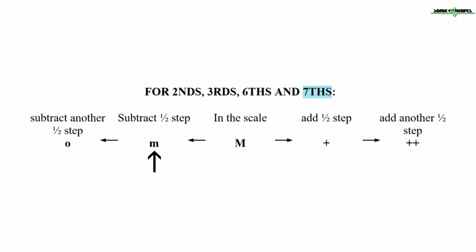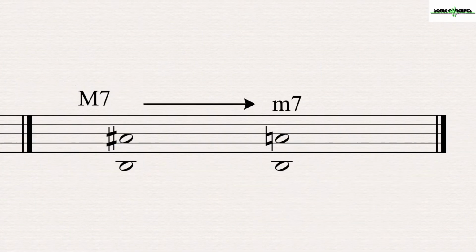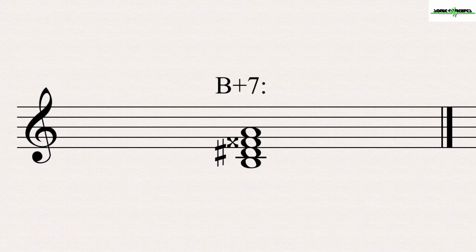We need a minor 7th, however. To achieve our desired minor 7th, we must shorten the distance between the root and the 7th by a half step. We can accomplish this by removing the sharp from A sharp, the 7th scale degree, making it A. We can now construct our B augmented 7th chord by adding this minor 7th to the B augmented triad.